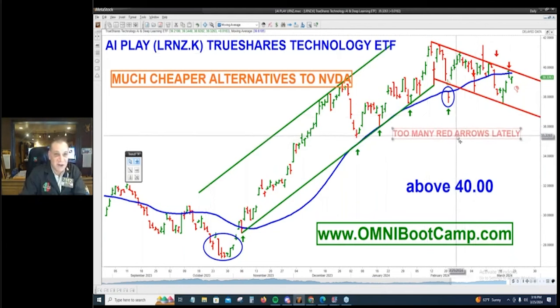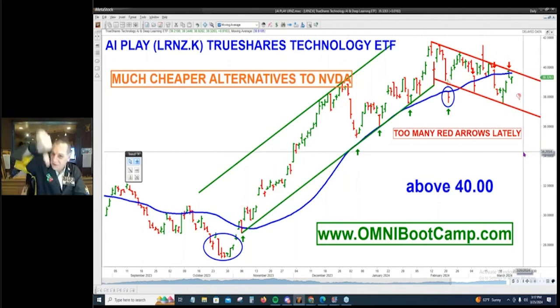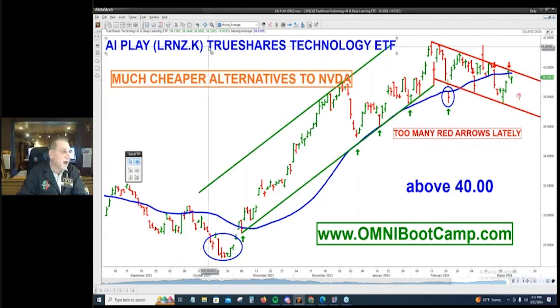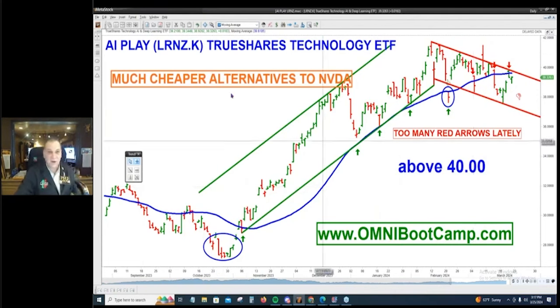Again, too many red arrows lately. And I'm the one who puts the arrows up. It's on an automatic system. But I don't like the fact that I have failed at the average, failed at the average, failed at the average. Well, we usually hold at the average, right? And there's a good reason to put the red thumbs down on that. So again, if you were following me, put a note next to this one. If you cannot get above 40 on the settlement today, we'll take it off the portfolio.